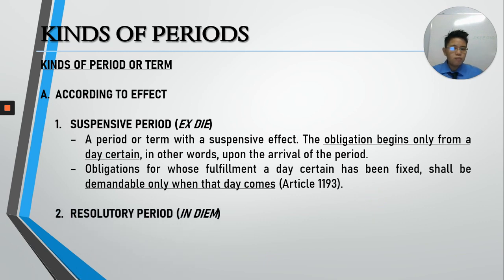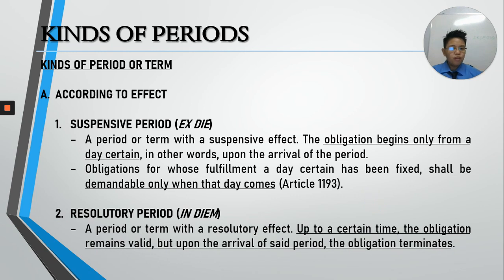So, anyway, yung resolutory period naman, in diem, period or term with a resolutory effect. So, the obligation is effective immediately. So, it is an obligation that is demandable at once. Effective siya kaagad. PAC. Ito na naman tayo sa PAC. No? So, effective siya kaagad. But remember, because it is a resolutory period, upon the arrival of the period, the obligation is terminated.